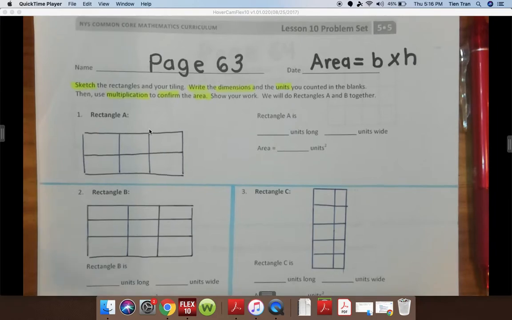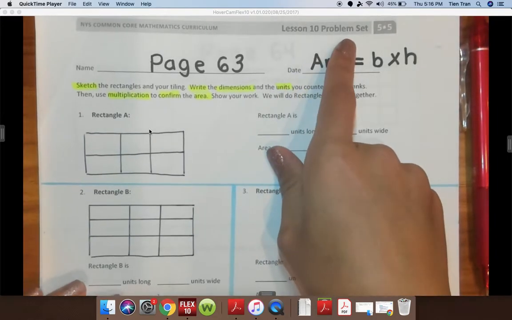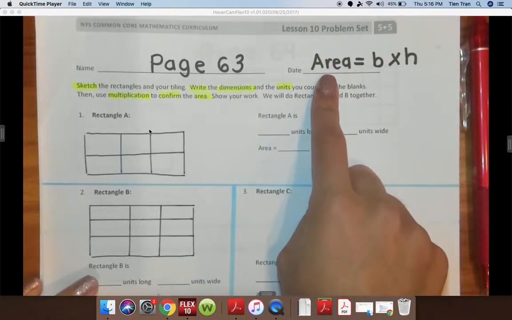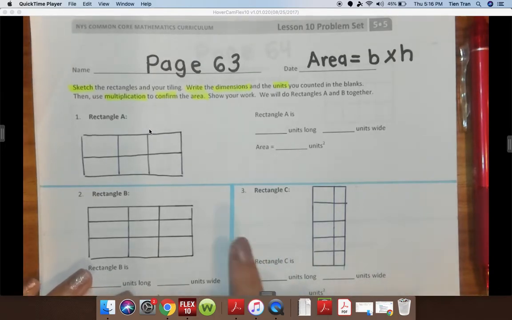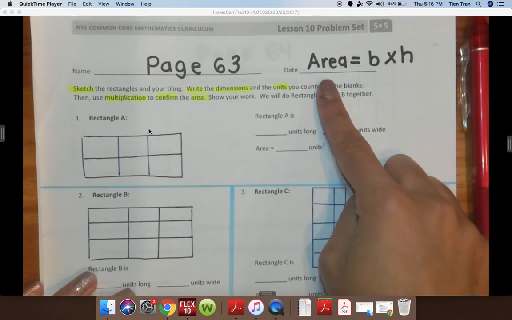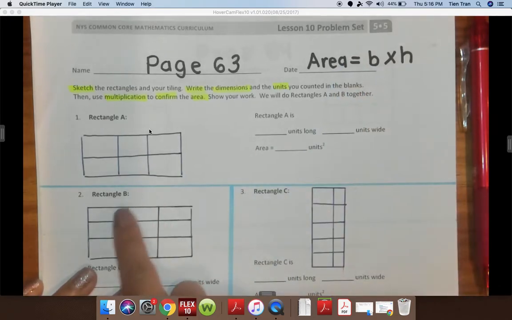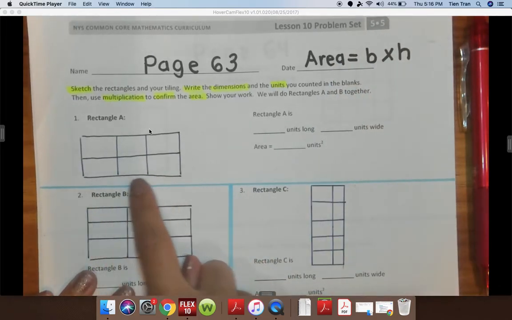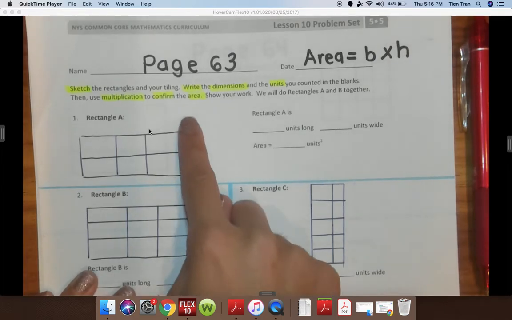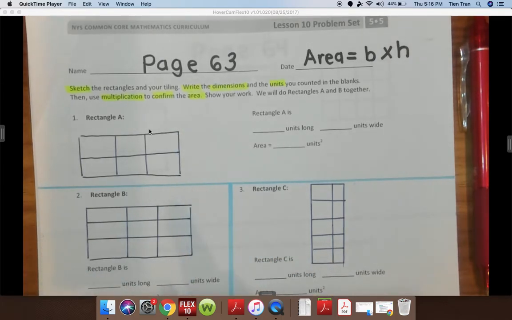Today we are on page 63, lesson 10, problem set, and we are learning about area today. Okay, so I know the formula for area is equal to base times height. Base is the length right here, and height is how tall the object is.